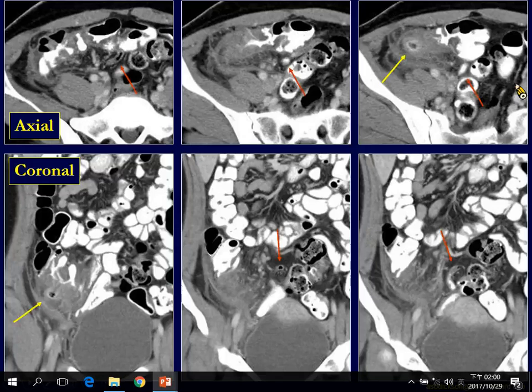Here, however, is the normal appendix. The other thing we can sometimes see is secondary inflammation of the appendix from a diverticulitis or from other adjacent inflammatory findings. But again, very important to distinguish whether the primary source of inflammation is the appendix or something else, because if there's secondary inflammation, often the appendix does not need to be removed.